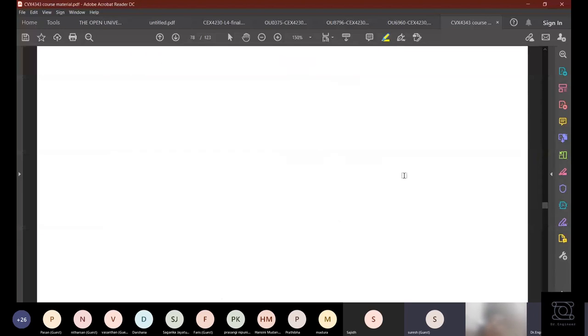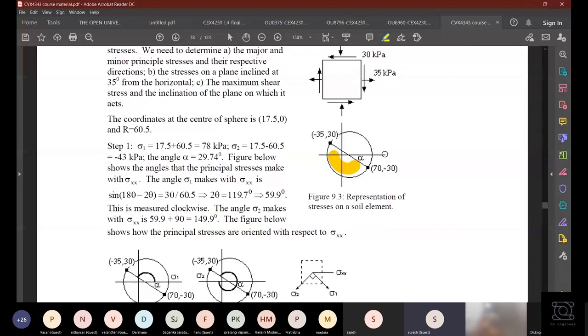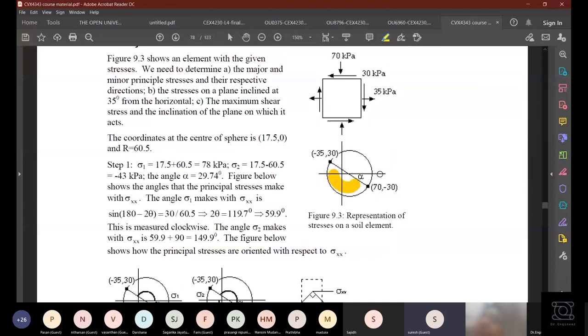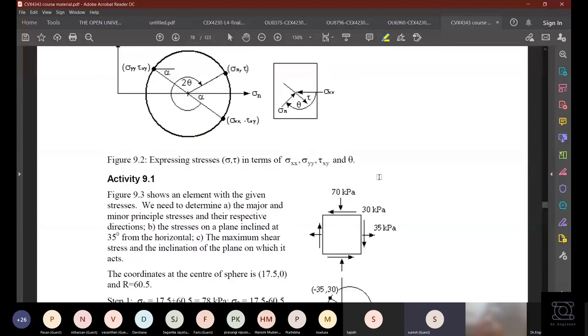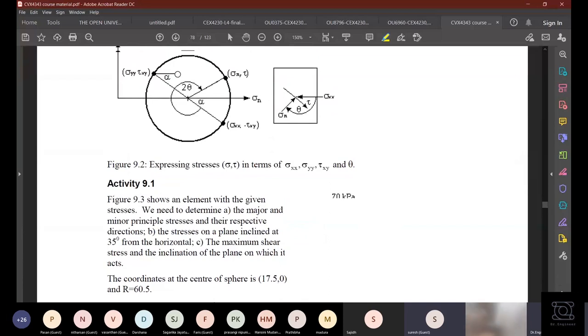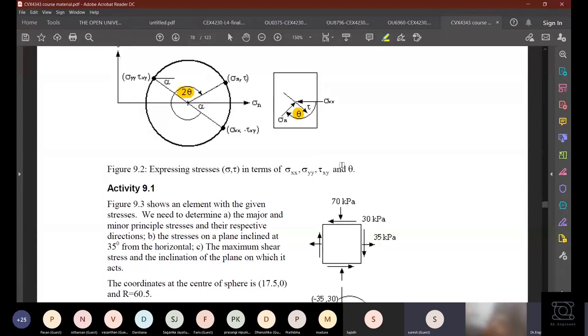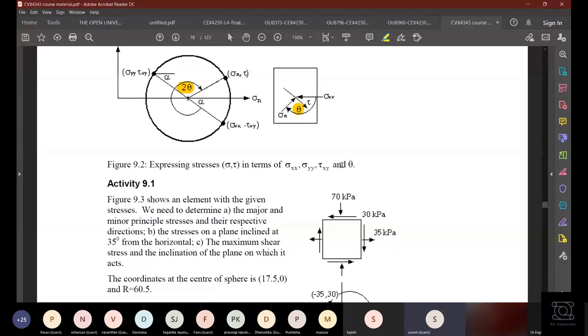The angle sigma 1 makes with sigma xx. So what is sir's sigma xx? I think it may come from page 67. There is already a derivation, some kind of equation there. Then he's using that old derivation equation directly. Here sir has marked his 2 theta and all. That is the angle between the given plane and the normal plane, right? So he is doing it in that manner, right?